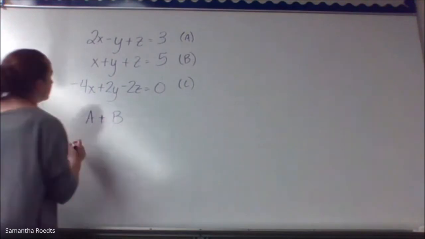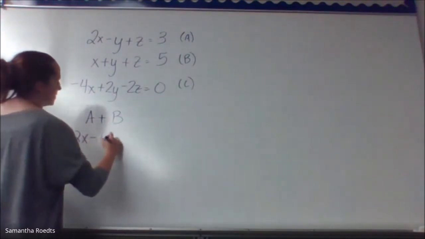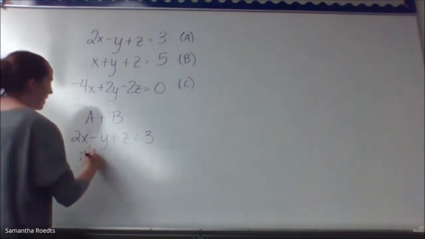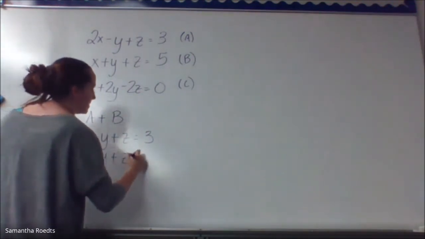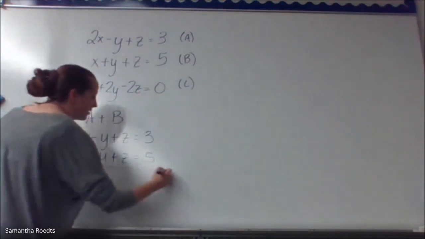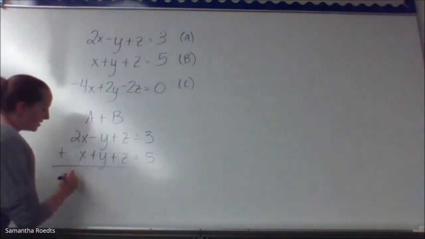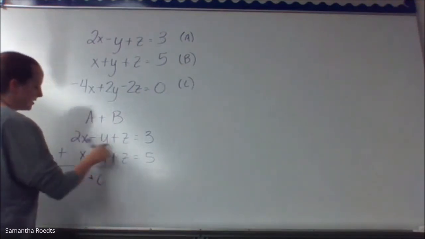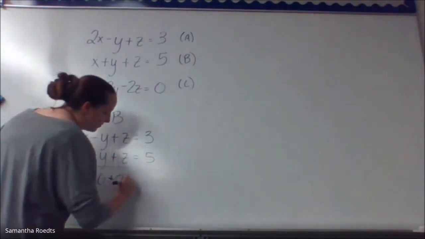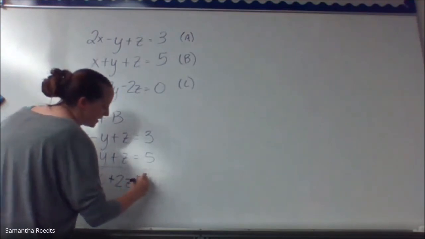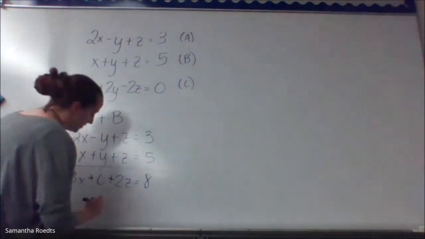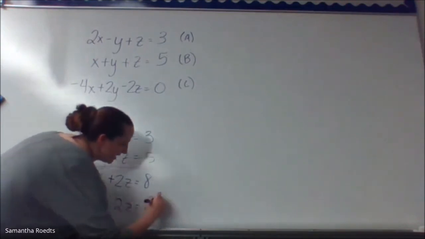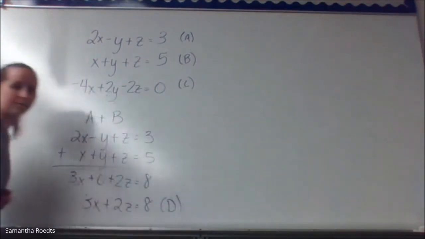A plus B. So I have 2x minus y plus z equals 3 plus x plus y plus z equals 5. 2x plus x is 3x. Negative y plus y is 0. Z plus z is 2z, and 3 plus 5 is 8. So this is going to be 3x plus 2z equals 8. This is going to be D.